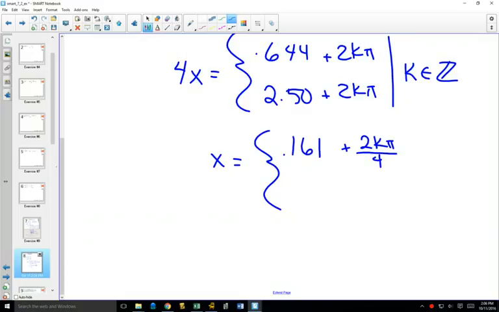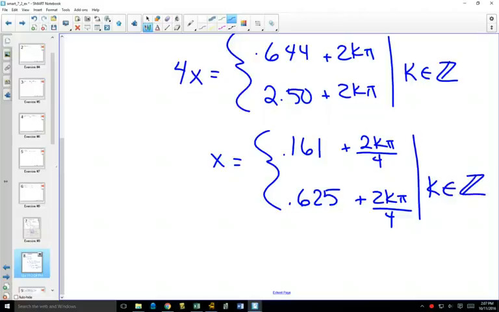Well, my reference angle was 0.644. So then it's positive, so sine is positive also in quadrant 2. So I did pi minus 0.644 to get my angle in quadrant 2, which was 2.5. Divided that by 4, you get 0.625. Divide the 2k pi by 4. And that's a little bit shorter. And we're done.